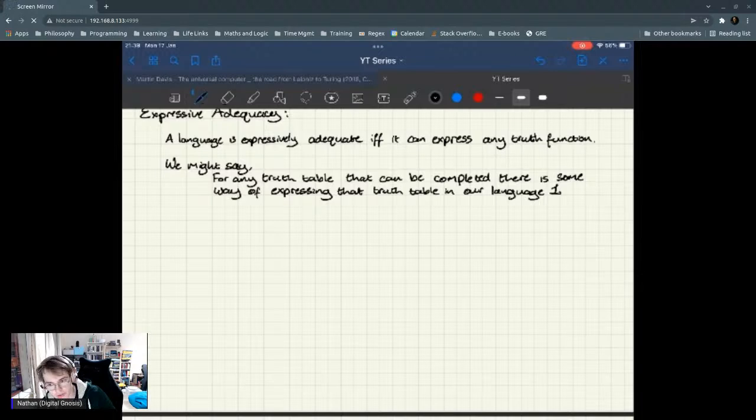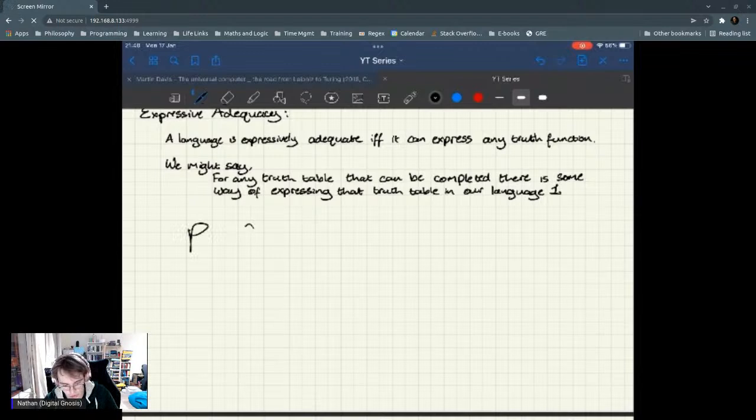So any function that takes truth values as its arguments and returns true or false. Well, a language is expressively adequate if absolutely everything of that form can be expressed by it. So if there's any truth function that can't be expressed, our language isn't expressively adequate. So another way of putting that is for any truth table that can be completed, there is some way of expressing that truth table in our language.